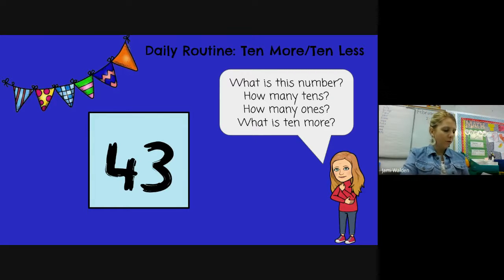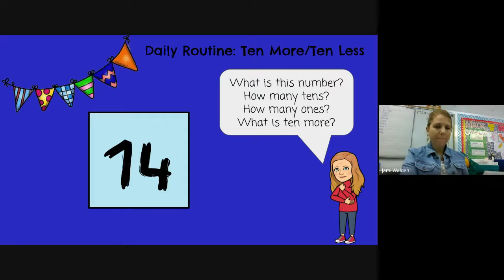How about 43? How many tens? 4. How many ones? 3. Remember, the tens place comes first, then the ones. What is 10 more? I'm going to focus on the tens place, the 4. I'm going to give it 1 more. 5. Use my same ones. 10 more than 43 is 53.